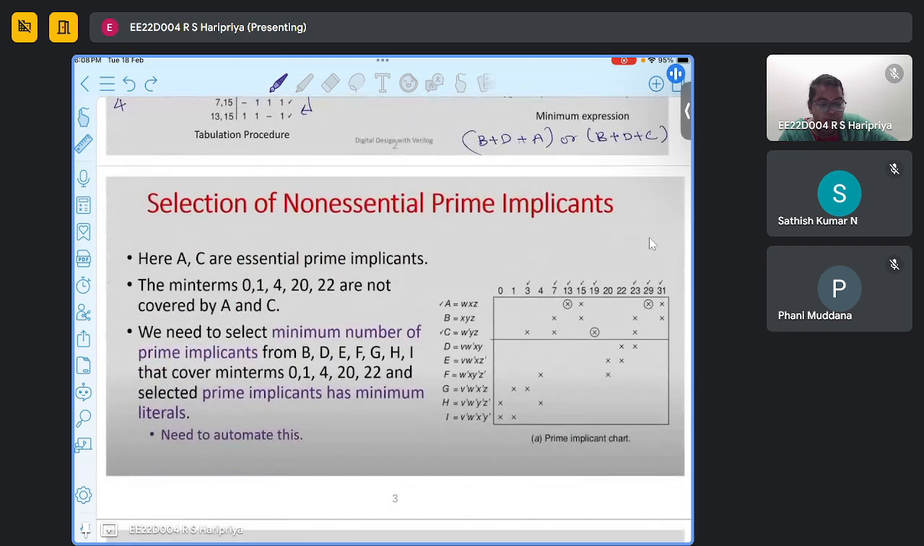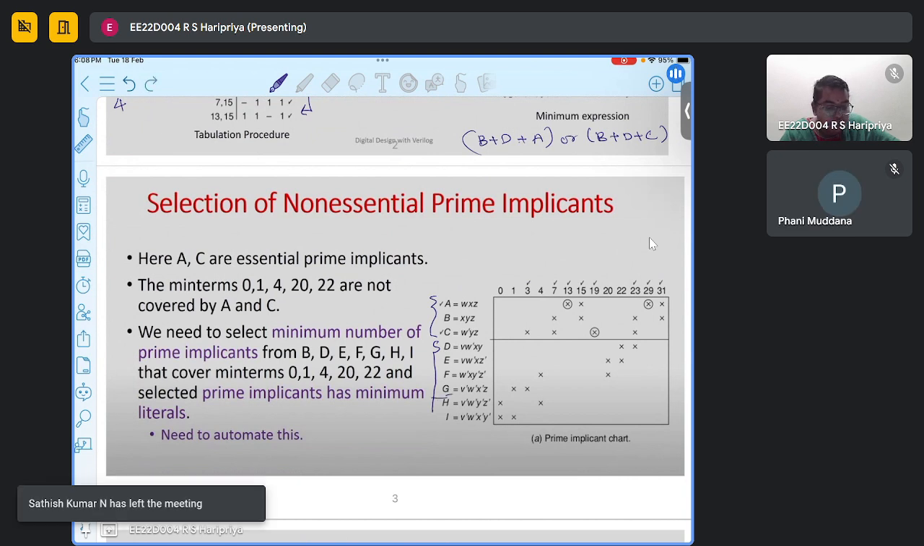Next, how do we select the non-essential prime implicants? Here we have kept the terms with three literals, and here the number of literals is 4. So we sort according to the number of literals. We need to select the minimum number of prime implicants for the minterms which are not covered by A and C.